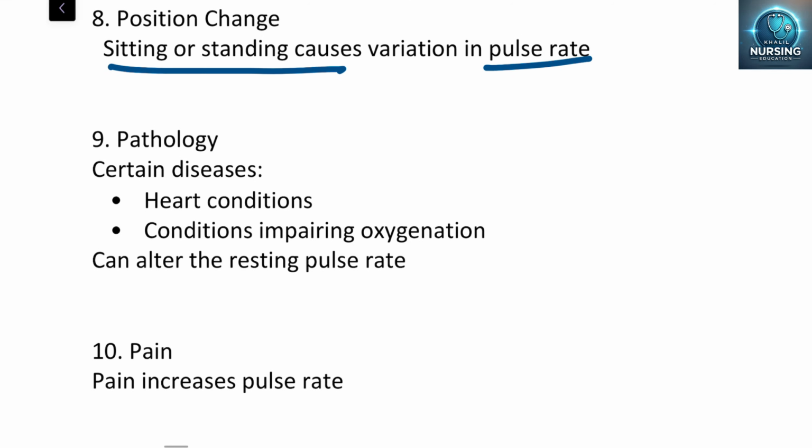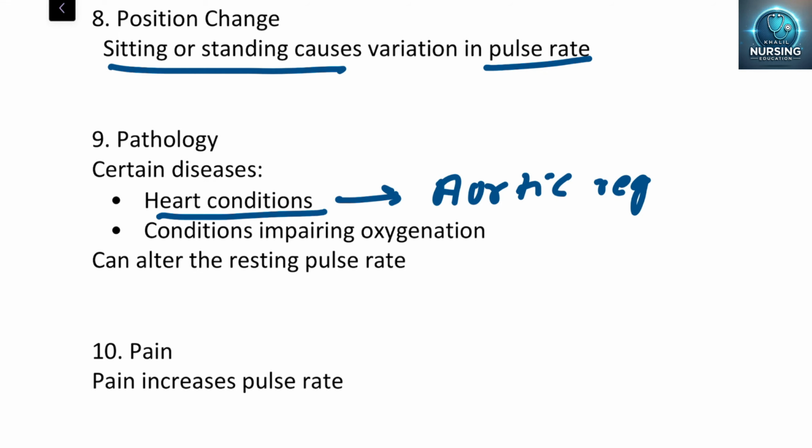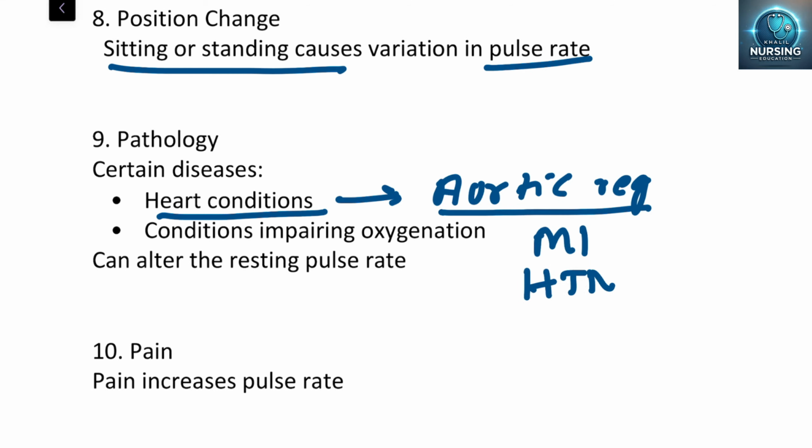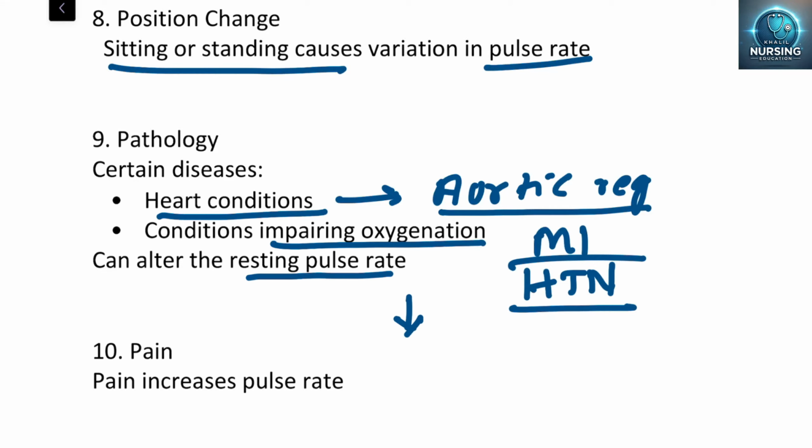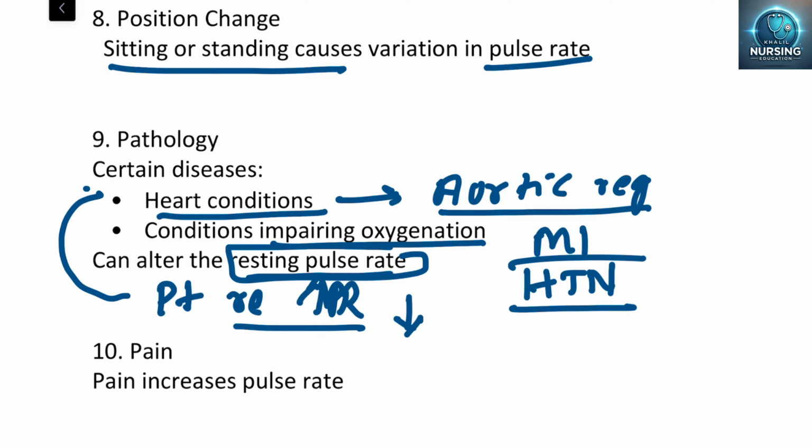Clear. Pathology, heart conditions like aortic regurgitation, and some other conditions like myocardial infarction, hypertension. These are also cardiac problems itself, vascular system problems. Conditions impairing the oxygen also, hypoxia, hypoxemia may also make the pulse rate increase. Resting pulse rate means when the patient is taking rest, that time also pulse rate will increase. That is due to certain disease conditions.